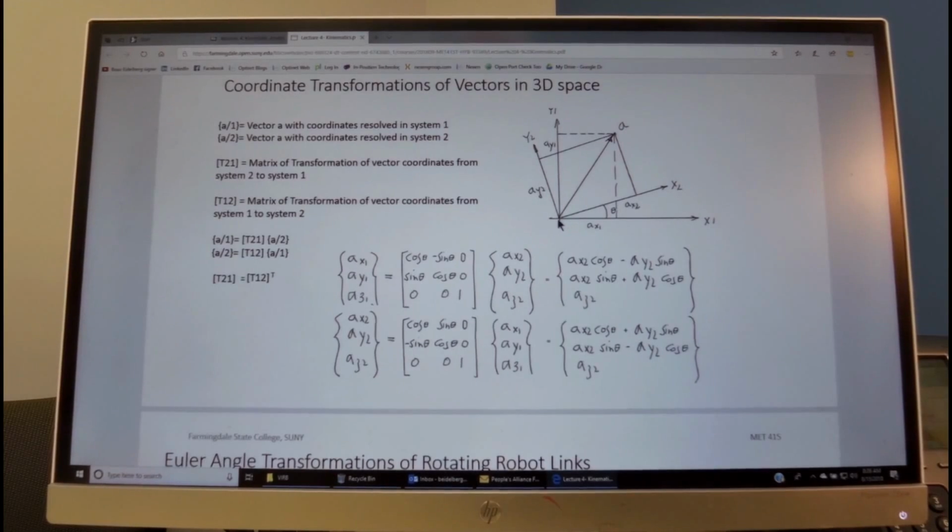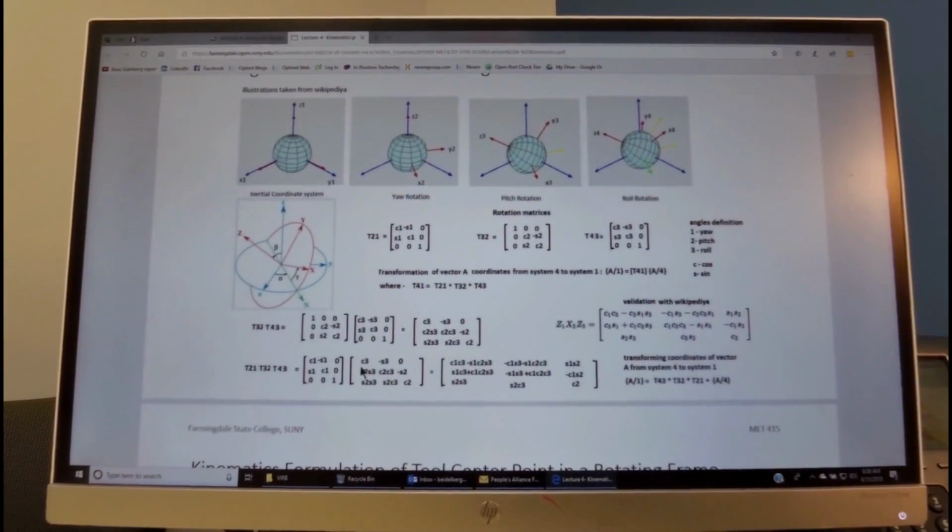If we want to do the opposite, in other words, take a vector from x1, y1, z1 and transform it to x2, y2, z2, then the transformation matrix is basically the transpose, where we take the minus sign and we put that minus sign over here, and the plus sine theta, we'll place it over here, and we get the inverse transformation, which transforms from coordinate system 1 to coordinate system 2.